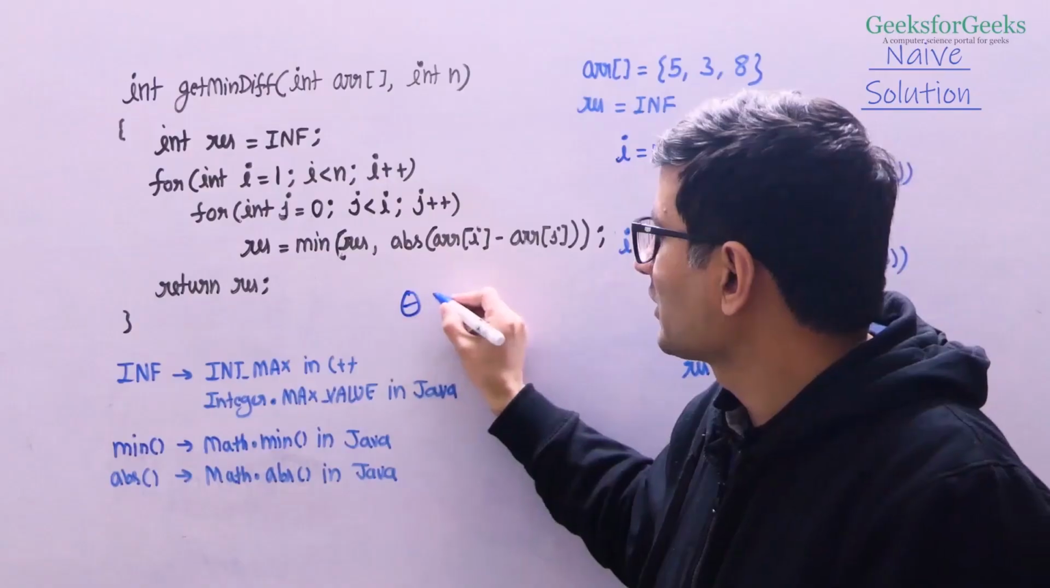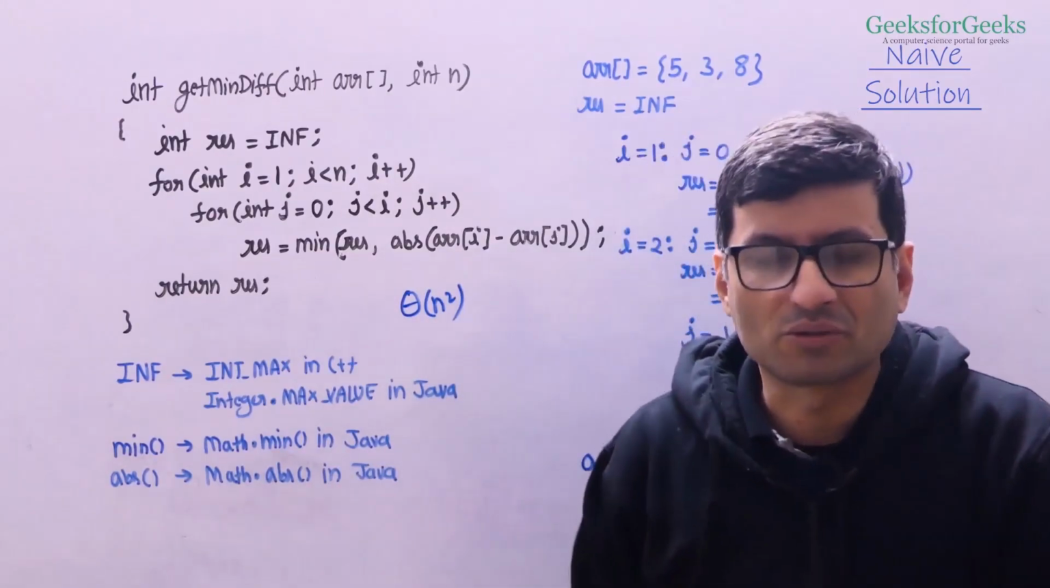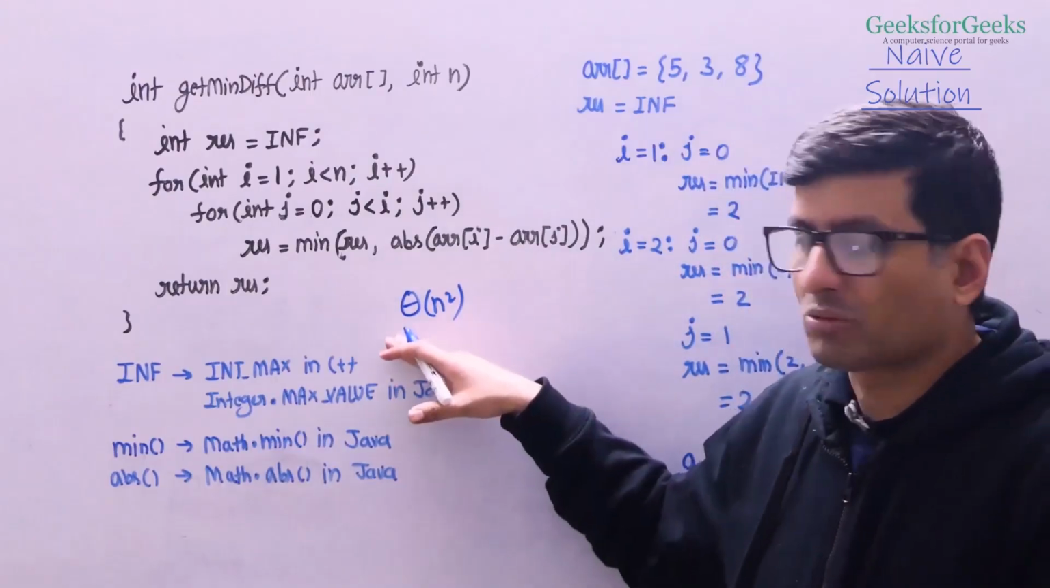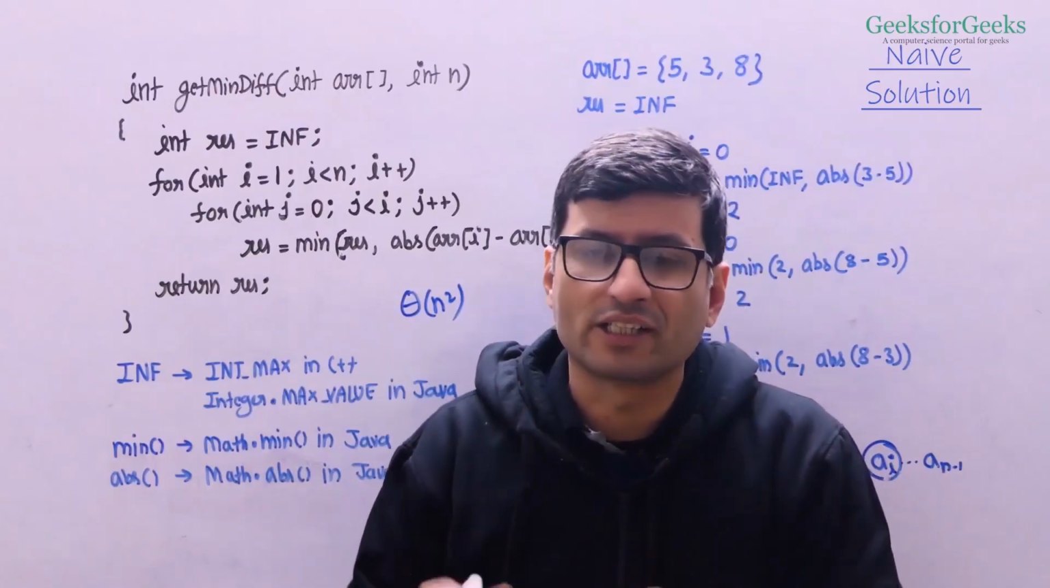So the time complexity is clearly theta n square. Basically we are considering every pair, n into n plus 1 by 2 sort of expression we get, which is theta n square. Now please pause this video and think of a solution which takes less than theta n square time.